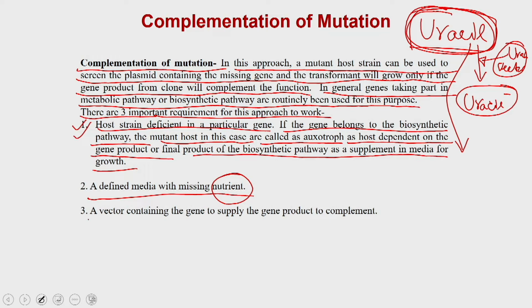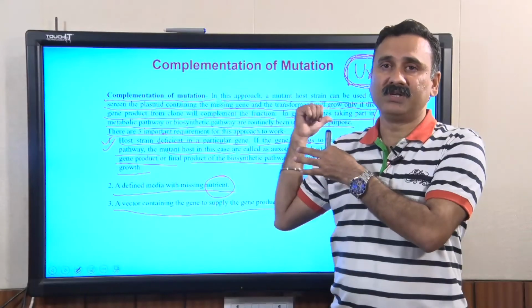And then the third is you should have a vector which is able to supply that particular gene product, which can supply this particular nutrient, so that you are going to do a complementation, and that is how the host which is going to receive this particular type of vector is going to survive in the media deficient in this particular important nutrient.